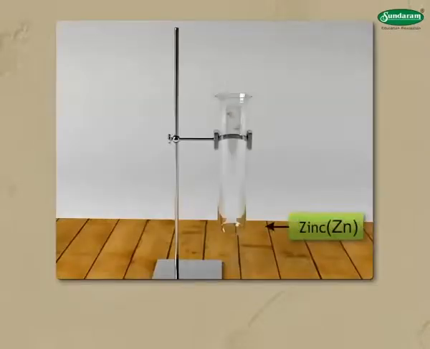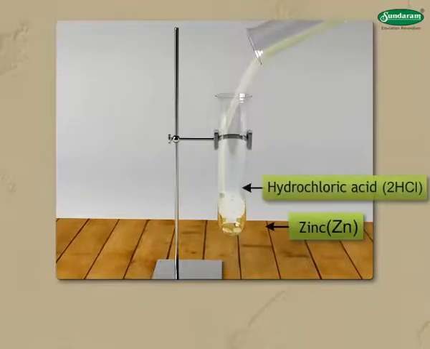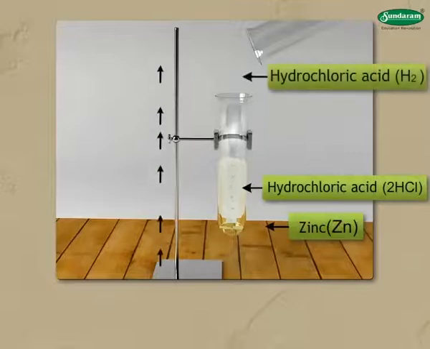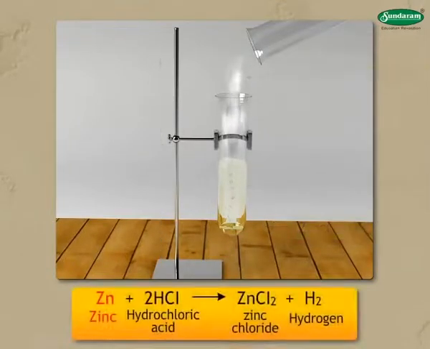Take a few pieces of zinc in a test tube and add diluted hydrochloric acid to it. Students, you can see gas coming out from the test tube. Here, zinc displaces hydrogen from hydrochloric acid.